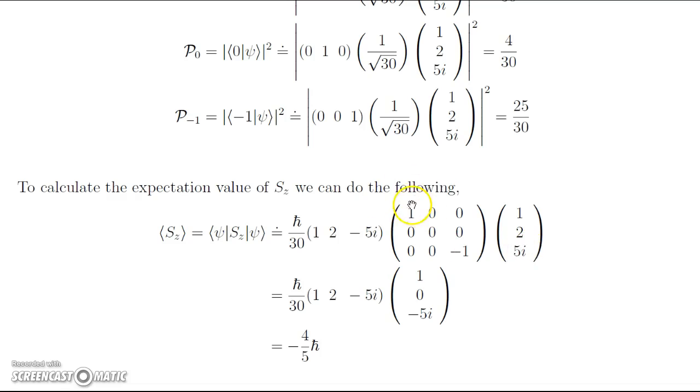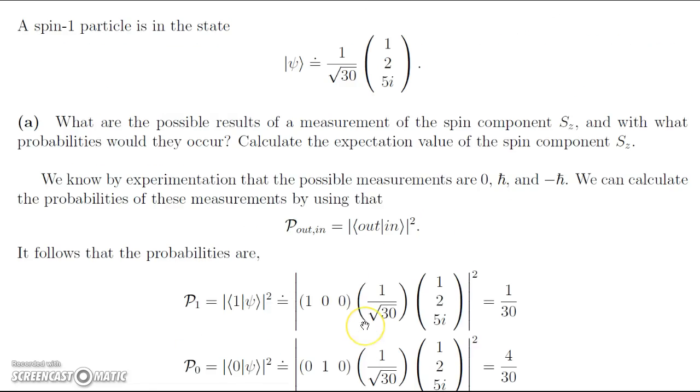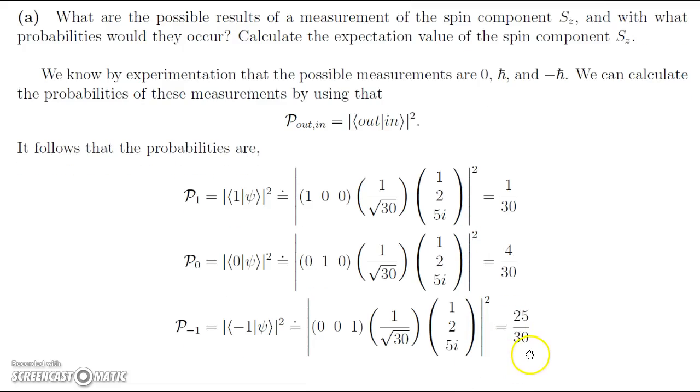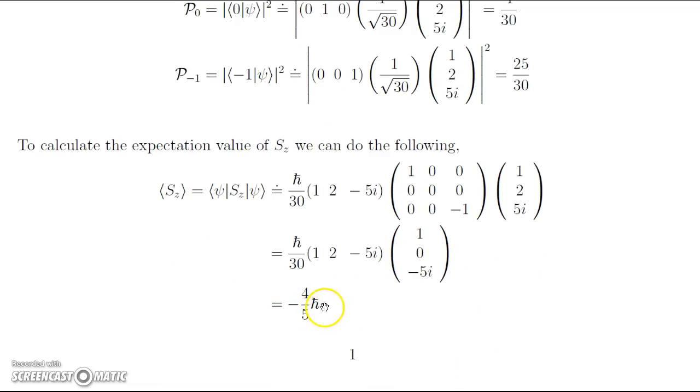And then we have the operator, which is represented as 1, 0, 0, 0, 0, 0, 0, 0, negative 1, and then 1, 2, 5i once again. First we operate this matrix on this column vector, and we get the new column vector 1, 0, negative 5i. And then when we take the inner product here, we get negative 4/5 h bar. And this makes sense because if we go back and look at our state vector, we have a large probability of measuring in the negative direction, therefore we do expect something closer to negative h bar.